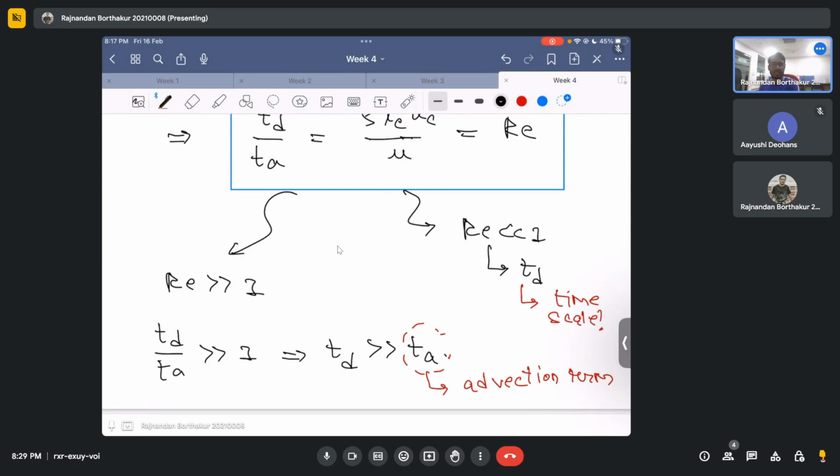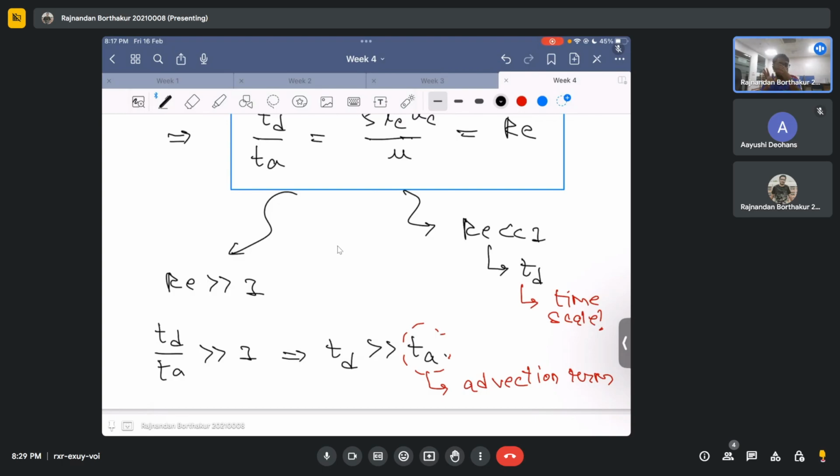See, the physics is that if the Reynolds number is very high, the diffusion time scale would be much larger. Let's say the diffusion time scale is around 60 seconds, while the advection time scale is 2 seconds. So it's natural that if we want to capture the physics very accurately, we will choose the smaller time scale, right?